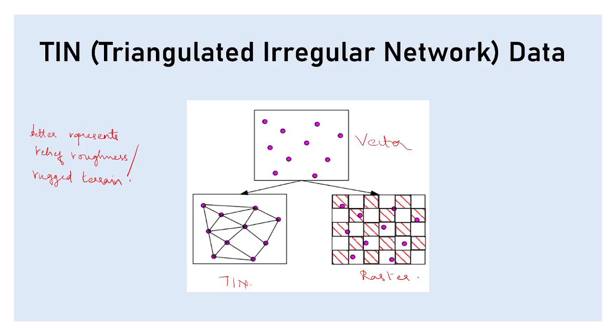Okay, so as I was saying, if we are mapping the Himalayan region, which has a lot of mountains and valleys, then in such cases we'll prefer the TIN data. That is, it will better represent the relief roughness or the rugged terrain.